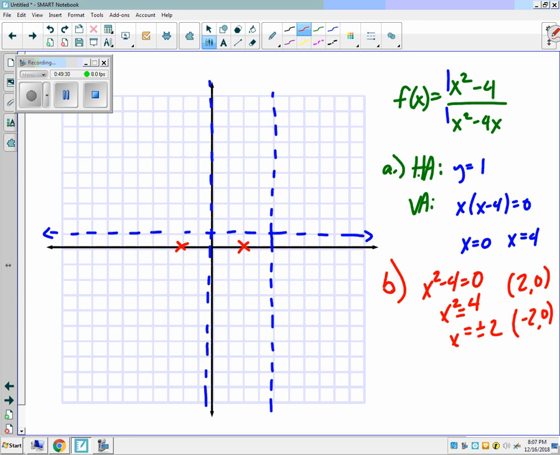Now, I plugged in 0 for x, and they gave me something undefined, because I was looking to see where the y-intercepts are going to be. For finding y-intercepts, that's an algebra 1 trick.